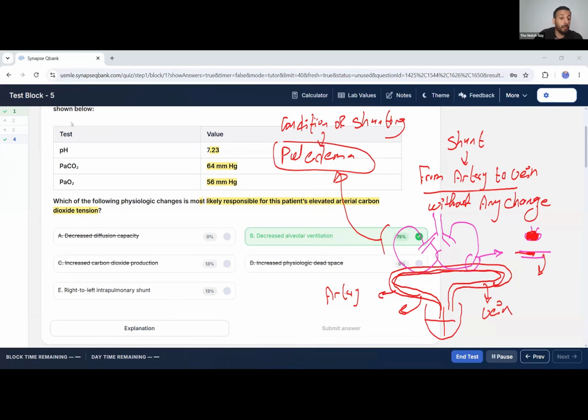There are some congenital heart diseases that also lead to right to left shunt, like VSD, not VSD. Let's not go into the details of it, but there are some conditions where the blood goes from the right heart to the left heart without changing the oxygenation or the CO2, and we call this shunting. But this is not high yield in the respiratory section. What is high yield is pulmonary edema. So is everything clear, guys?